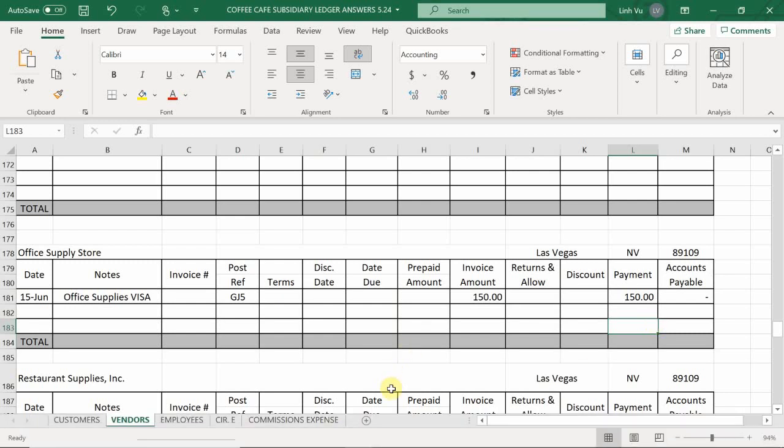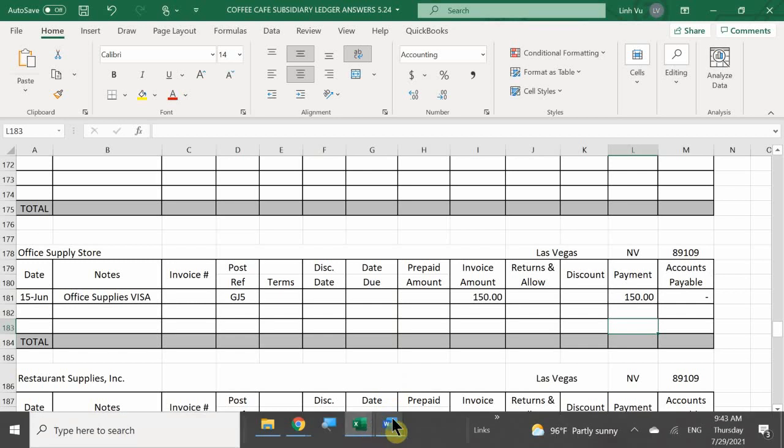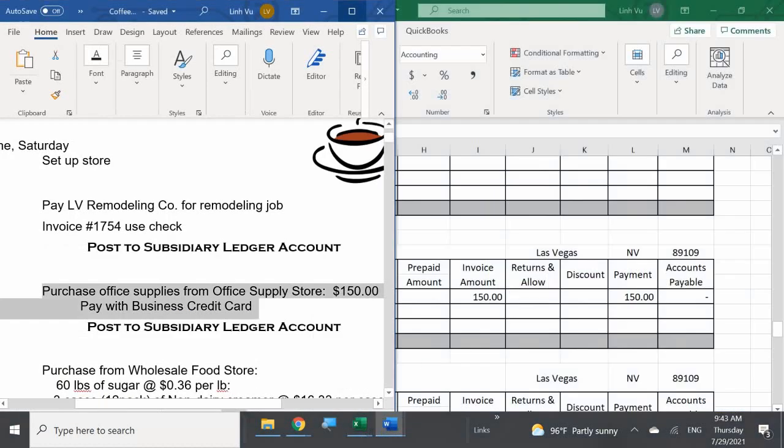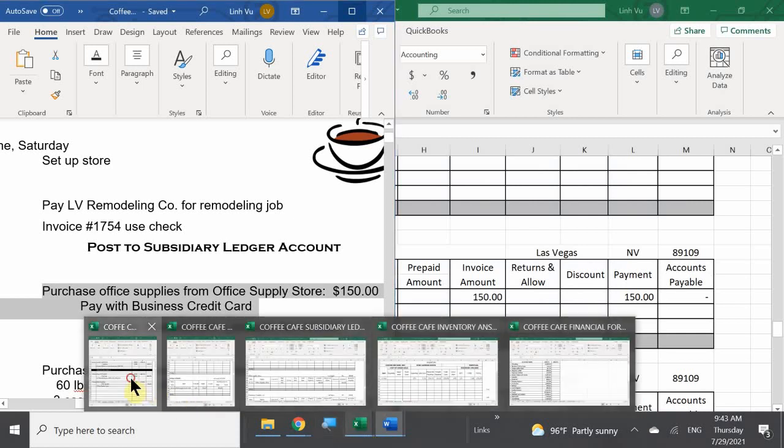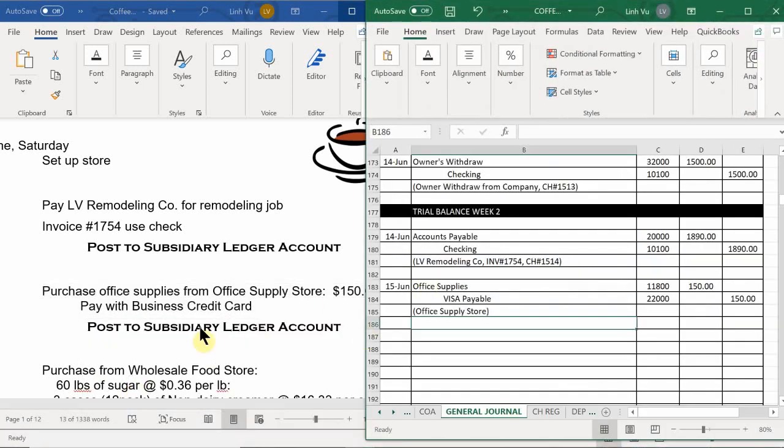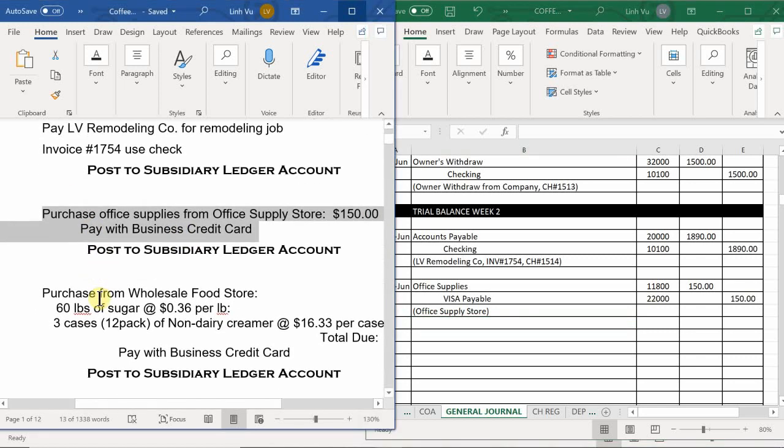And last but not least, are we done with this transaction? I'll say yes. Then we don't need to do inventory. This isn't inventory, this is just office supplies. Our purchase of office supplies is not the main core of our business. Our main core of the business is trying to sell coffee. So there you go.